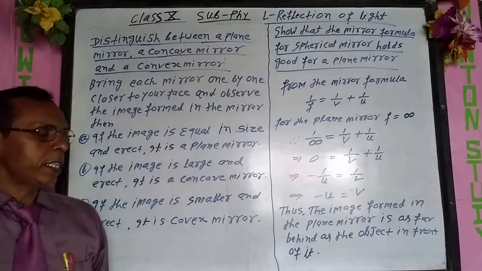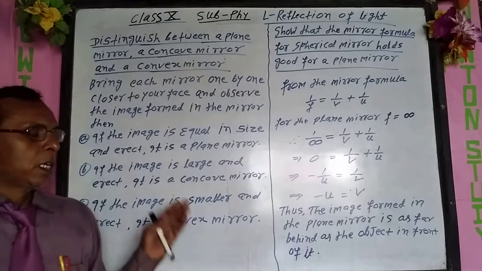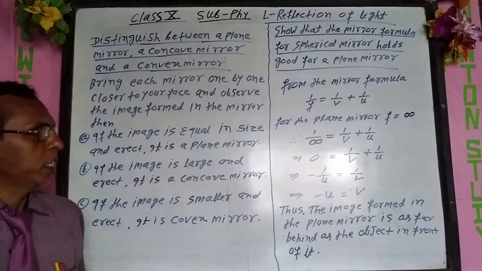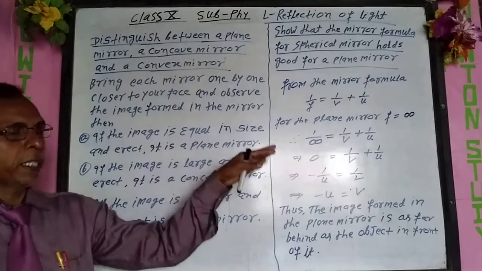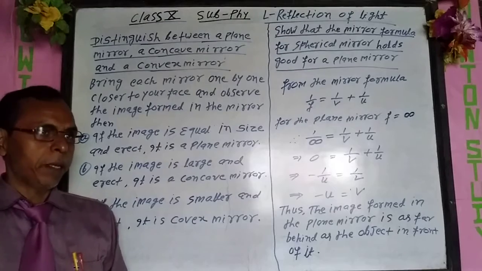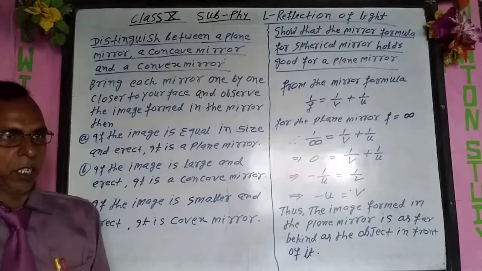This shows that in the plane mirror object distance is equal to the image distance. We can verify that by the mirror formula. In the plane mirror object distance is equal to the image distance.